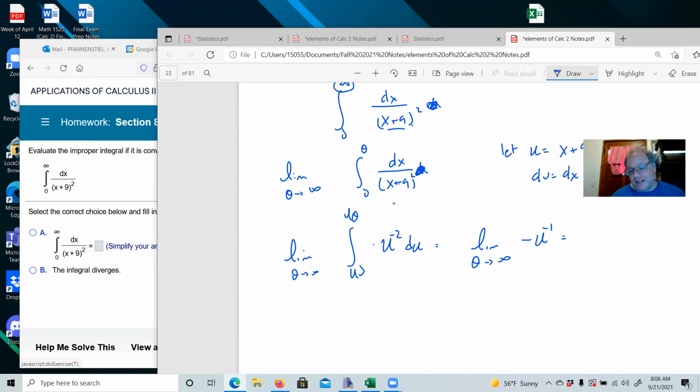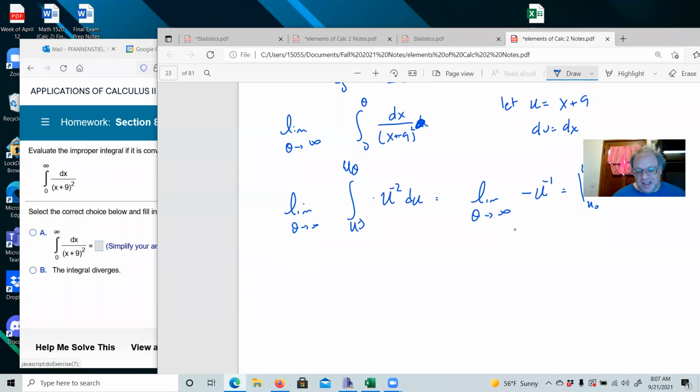Okay, because I changed my variable, so technically I have to change my limits. But right now I'm just going to write little subscripts for them, so that it's whatever u is at 0 and whatever u is at infinity. Okay, I'm going to change back down, so I don't have to write this.